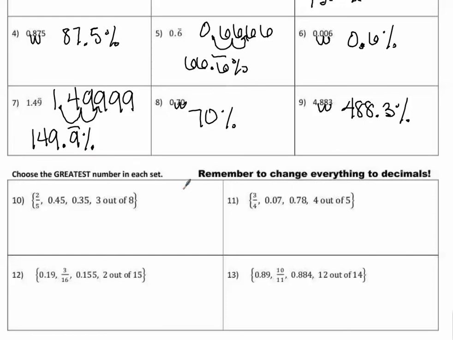Choose the greatest number in each set. Remember to change everything to decimals when you compare or order. Let's try number 10. 2/5. I could also write an equivalent fraction and multiply both the top and the bottom by 2. 2 times 2 is 4. 5 times 2 is 10. 4/10 is the same as 0.4.